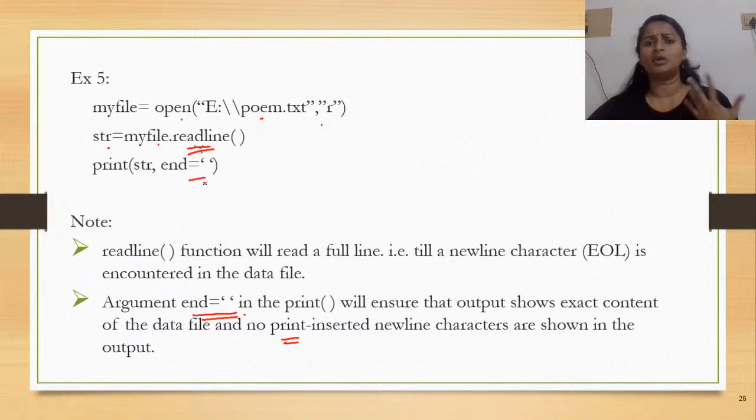If you are not bothered about whether the new line is also printed on your screen, you needn't give this delimiter. Now the read line function will read a full line till a new line character, which is a character as we have been discussing. The end of line is encountered in the data file. So in concise terms, each line of text could be read from the file using the read line function.